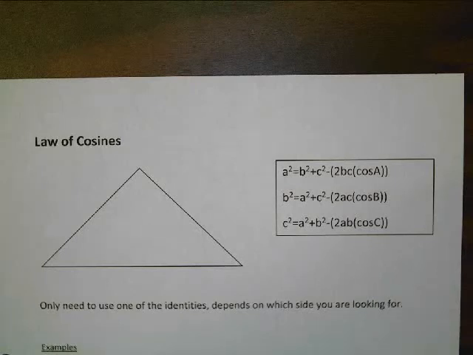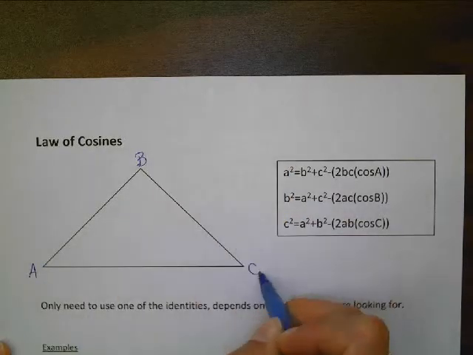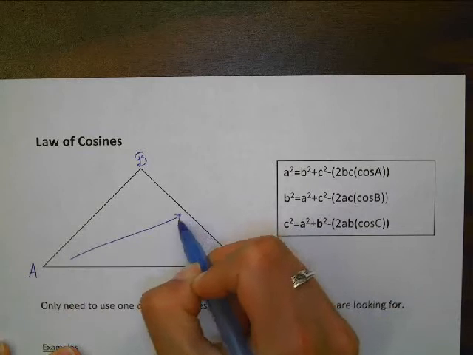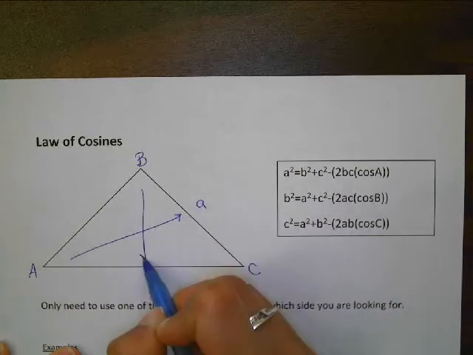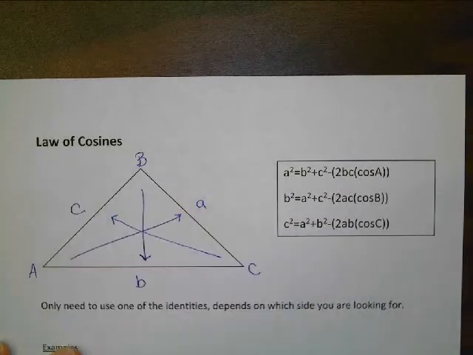In this video, we're going to talk about the law of cosines. So we're going to label this triangle exactly like we did in the law of sines: A, B, and C. Across from angle A is side A. Across from angle B is side B. Across from angle C is side C, where again, the capital letters are the angles, A, B, and C, and the lowercase letters are the sides, a, b, and c.